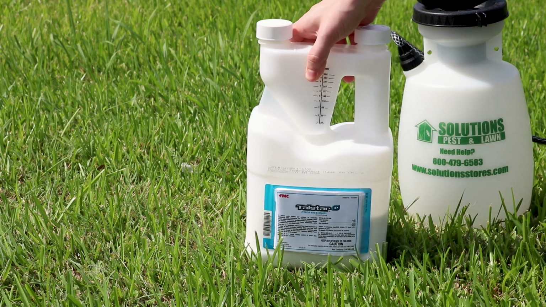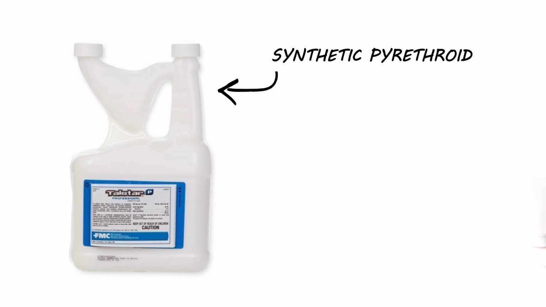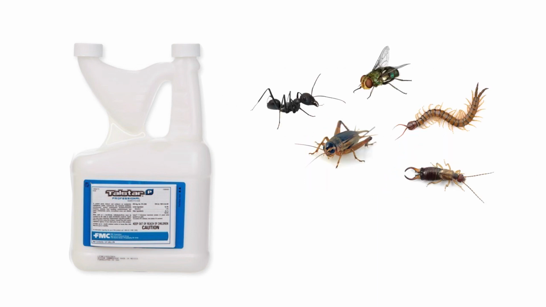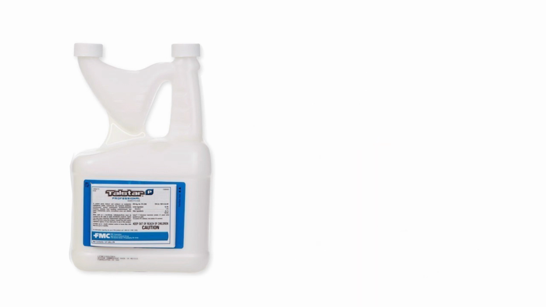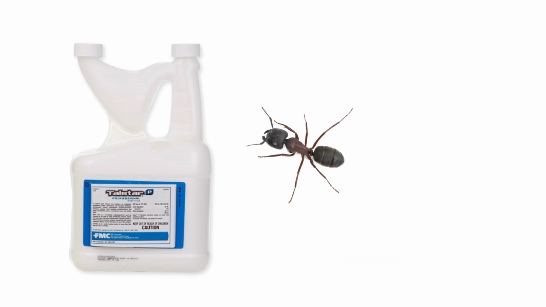Talstar Pro is a 7.9% Bifenthrin suspended concentrate insecticide. This product is a synthetic pyrethroid that works by interfering with the insect's nervous system. Talstar controls many different species of insects, but we typically recommend it primarily for indoor and outdoor use to control fleas, cockroaches, spiders, mosquitoes, and even wood-destroying insects like carpenter ants and termites.